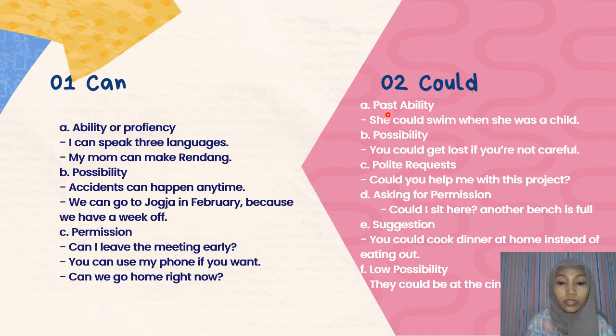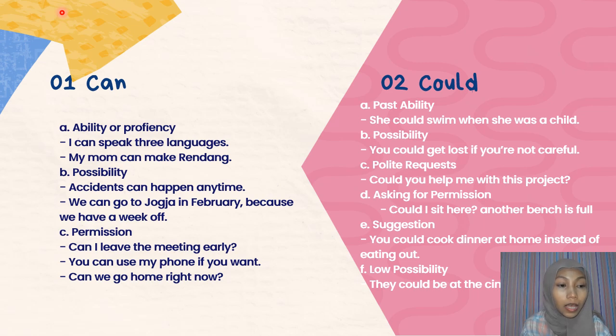The second is could, to express past ability. Could is used to express past ability. For example, she could swim when she was a child. Next, could to express a possibility. For example, you could get lost if you're not careful. Next, could is often used for more polite requests. For example, could you help me with this project?